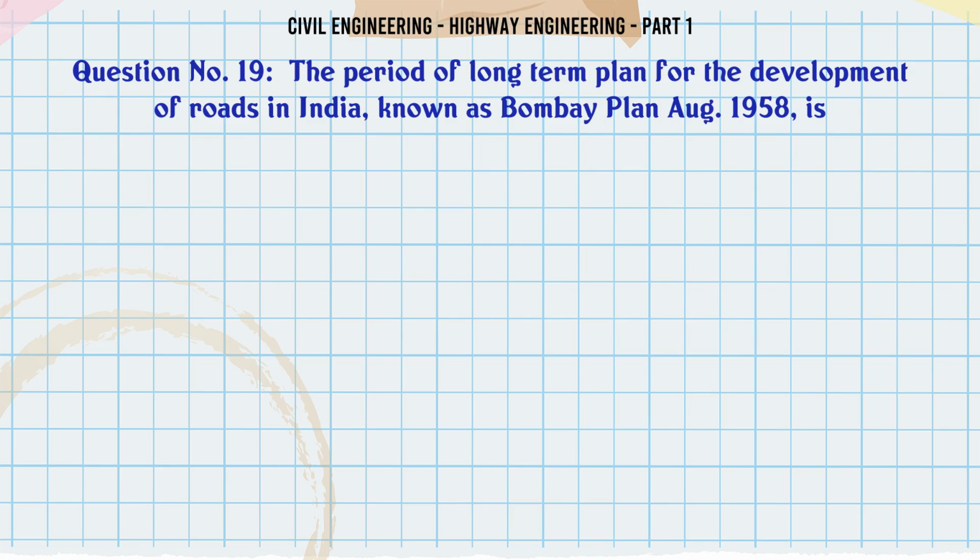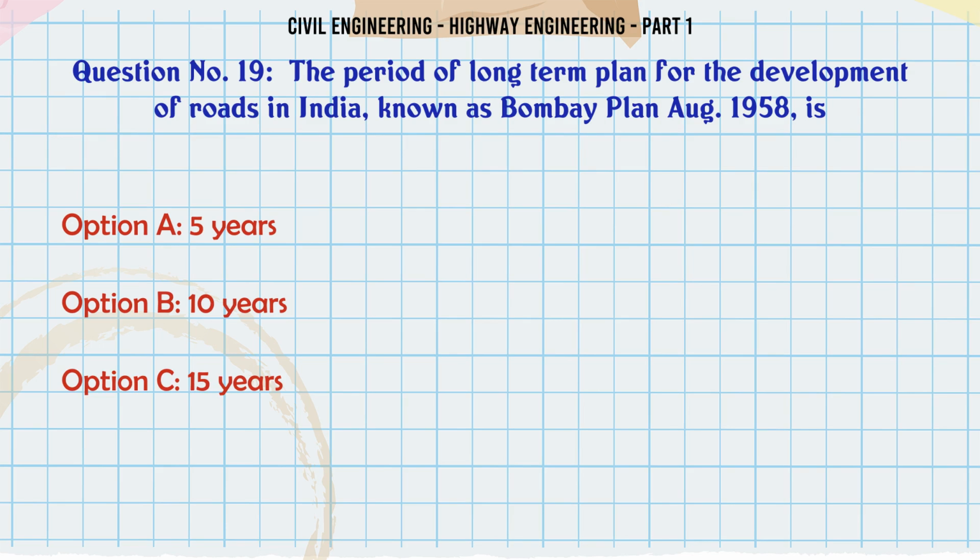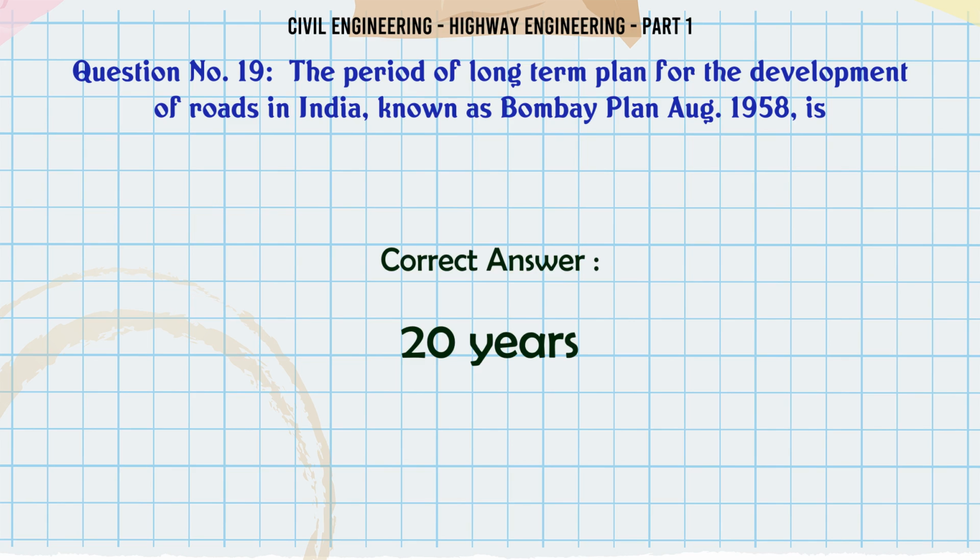The period of long-term plan for the development of roads in India, known as Bombay Plan, August 1958, is A. 5 years, B. 10 years, C. 15 years, D. 20 years. The correct answer is 20 years.